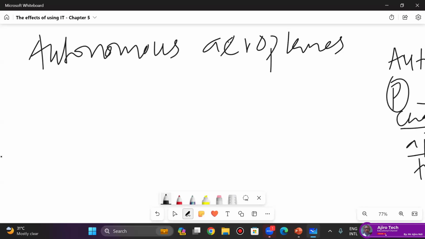Now let's talk about some of the main features of a control system on a pilotless aeroplane. The first thing we need to talk about is the sensor.